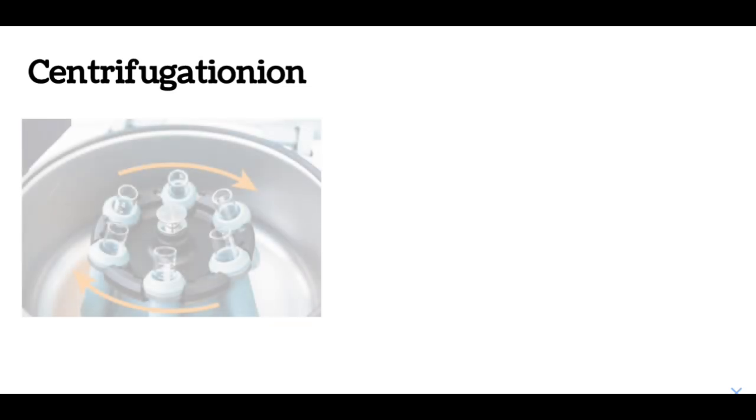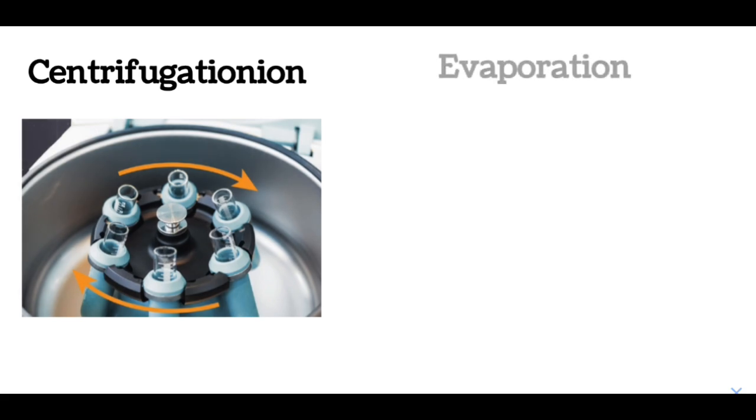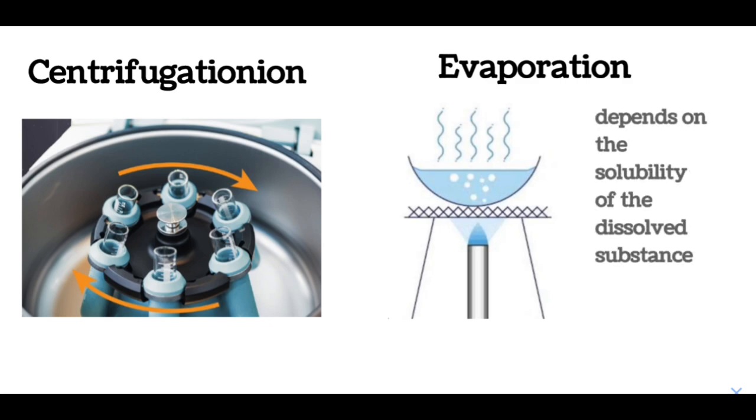Centrifugation. This is a technique in which a mixture is spun rapidly to separate substances according to their densities. Example, separating cream from milk. Evaporation. This is a method used to recover a dissolved solid by heating a solution until the solvent evaporates. Evaporation depends on the solubility of the dissolved substance. Example, obtaining salt from seawater.